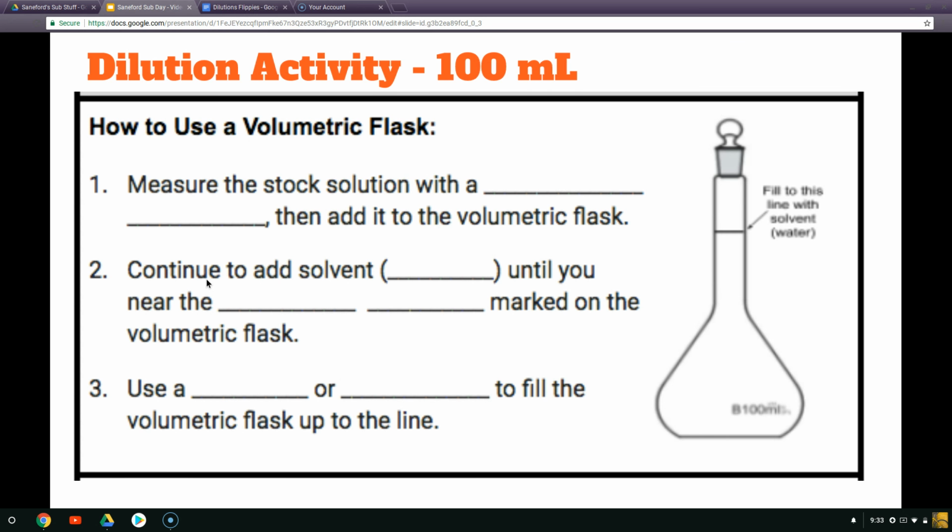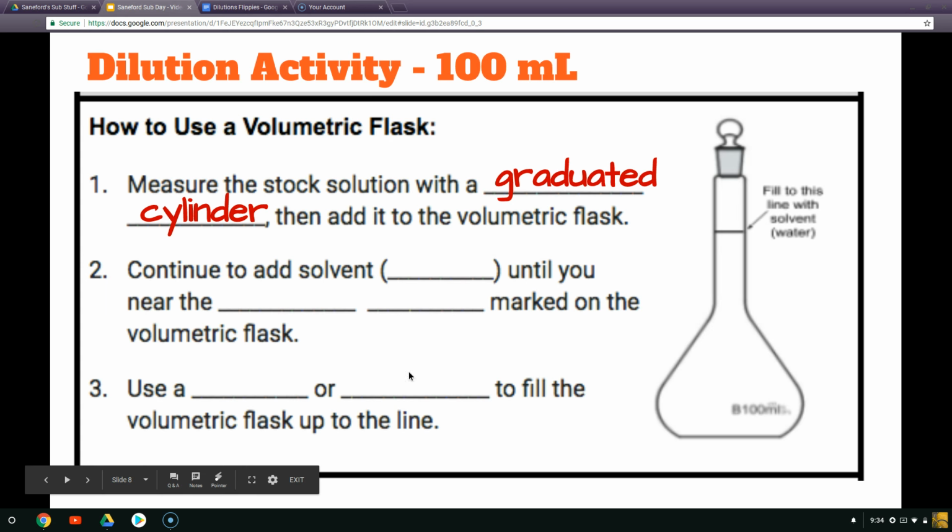So we're going to make some solutions here and compare concentrations after we do some dilutions. So let's talk about volumetric flasks and how we're going to make these solutions. The first thing you're going to do is take your stock solution, which is 2 molar red. It's right there for you. And we're going to measure with a graduated cylinder first and add it to a volumetric flask.